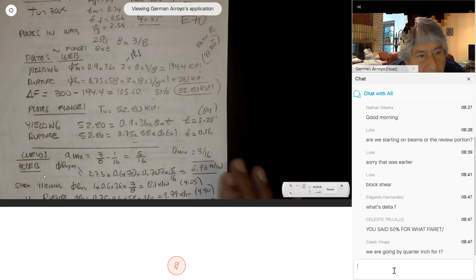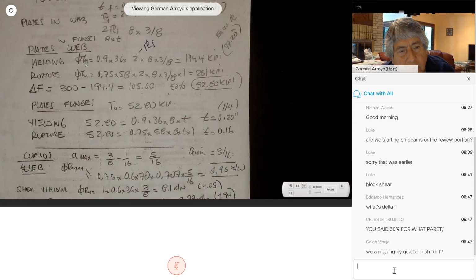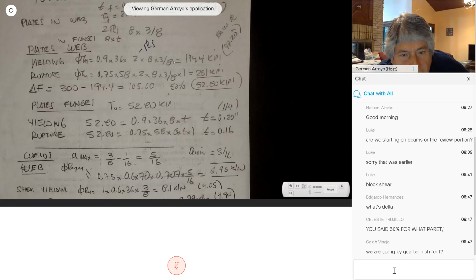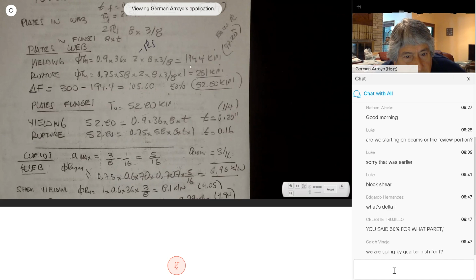So I started by determining how much force the plates in the web can resist. So I did tension yielding, 0.9 times 36, 2 plates, the web times these are the dimensions of the plates on the web. So this gave me 194.4. And I did rupture and also 2 plates and that gave me 261. So I don't need to go to 261 because this can only take 194.